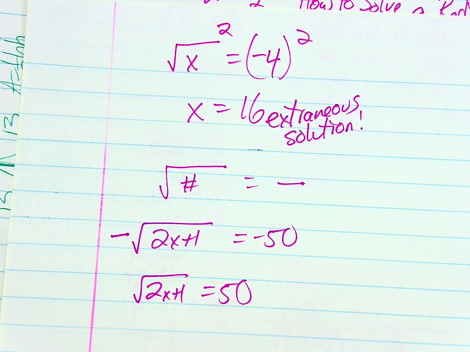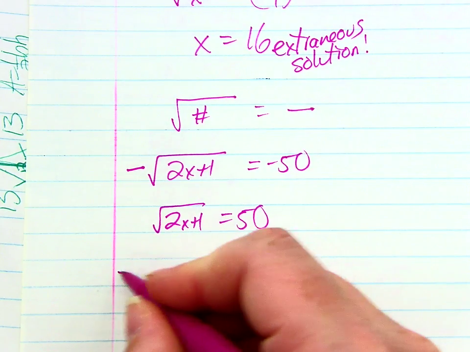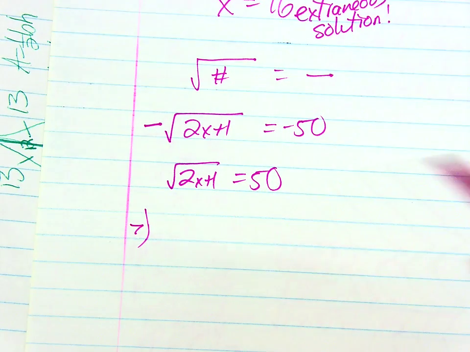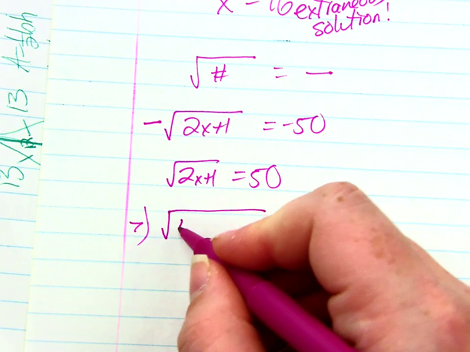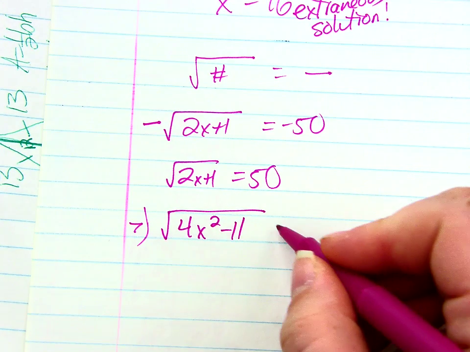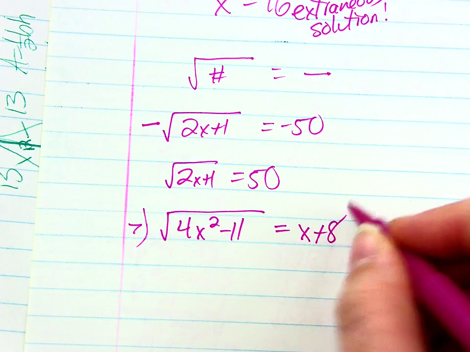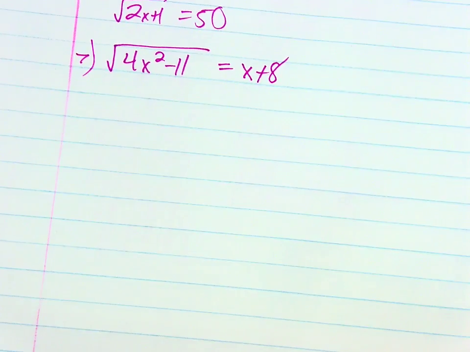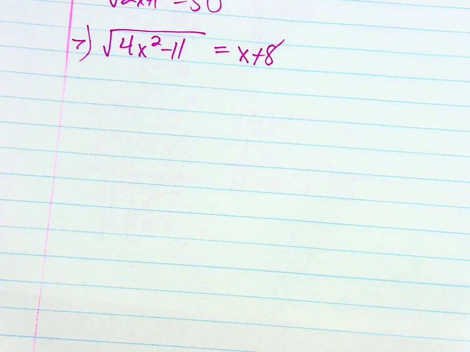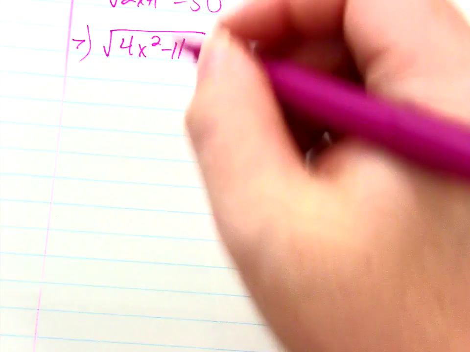All right. They're not all quite this easy. Check out number 7, for example. All right, 7 says square root of 4x squared minus 11 equals x plus 8. Let's follow my rules. Step 1, get the radical alone. Is it alone? It's alone. Okay, step 1 is done. Step 2, raise both sides to what power? To the second, right? So I'm going to square both sides.